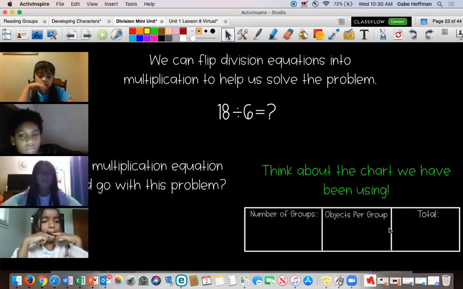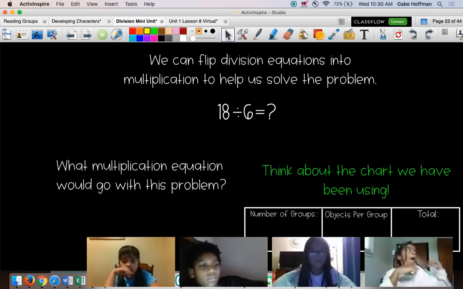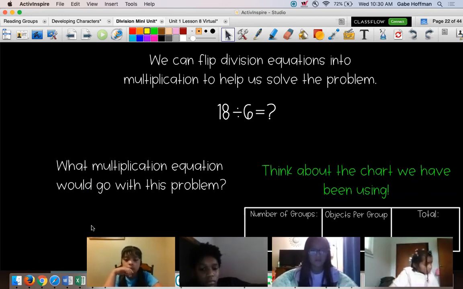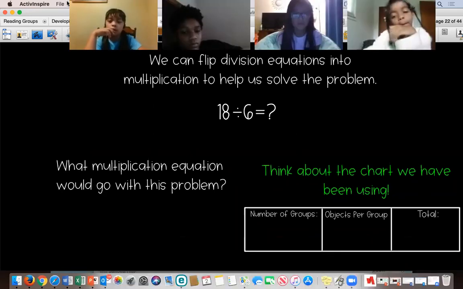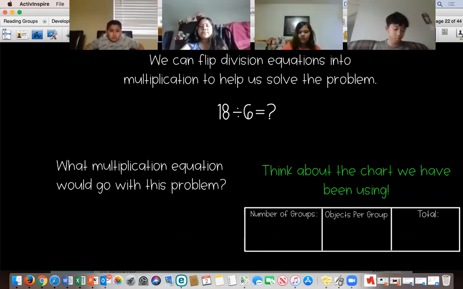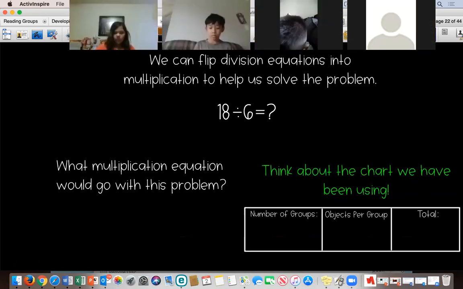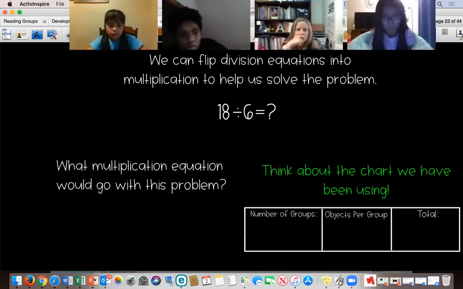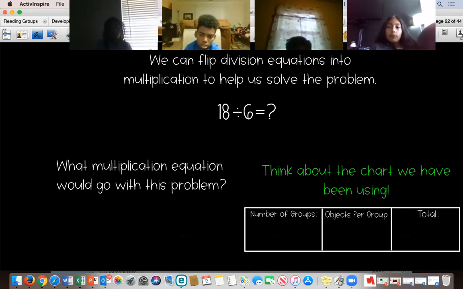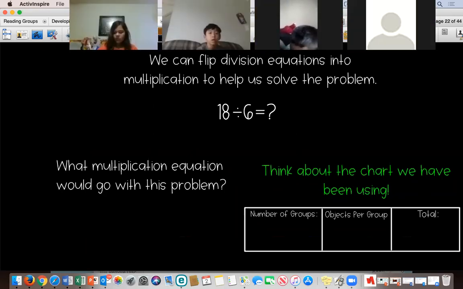And this is when the chart is also really important. This has been important throughout these lessons. The chart is super helpful if you use it. So someone tell me what multiplication equation would go with this problem. And how do you know? Somebody go, or I'm just going to call on somebody. 18 divided by 6 equals... Hold on, don't tell me the answer. Not the answer. Sorry.